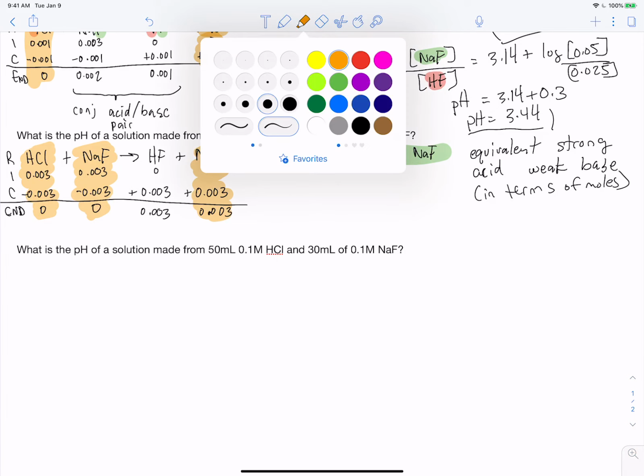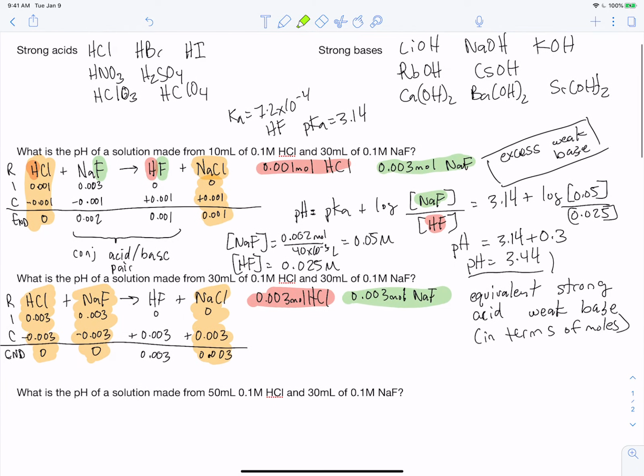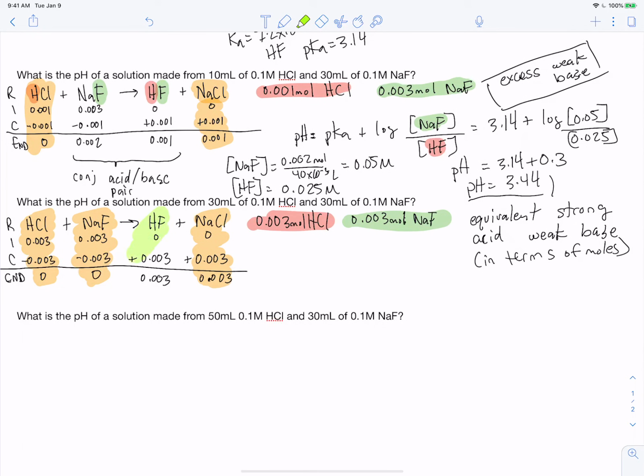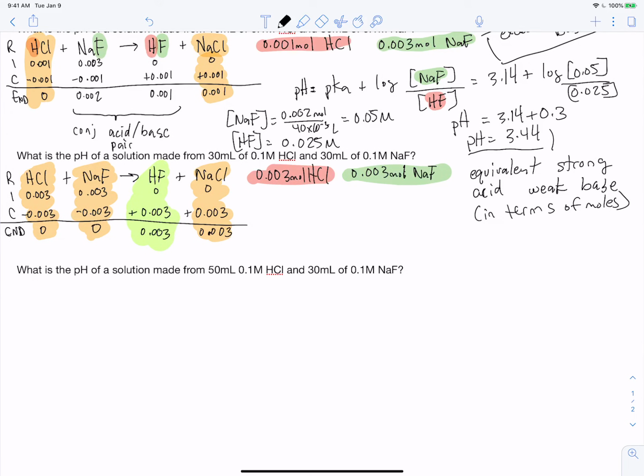We have to take into account the fact that we formed HF over here. I'm going to put this in bright green. This is the conjugate acid of a weak base, and so we have to account for this. Now our problem is like saying, what is the pH of a particular concentration of HF? We'll take the concentration of HF that we have, which is 0.003 moles, and divide it by our total volume, which is 60 milliliters. We get 0.05 molar HF, and now we can use this to solve the problem.